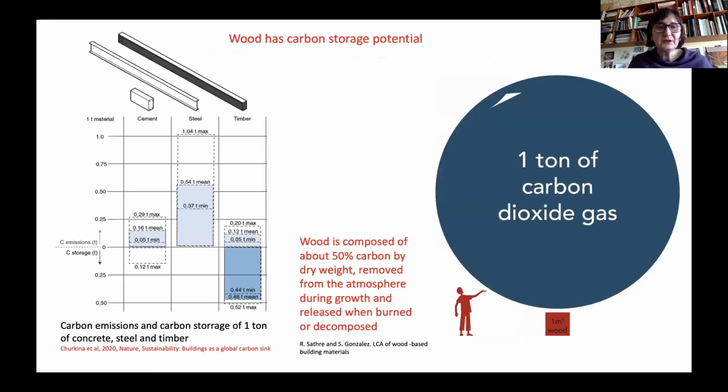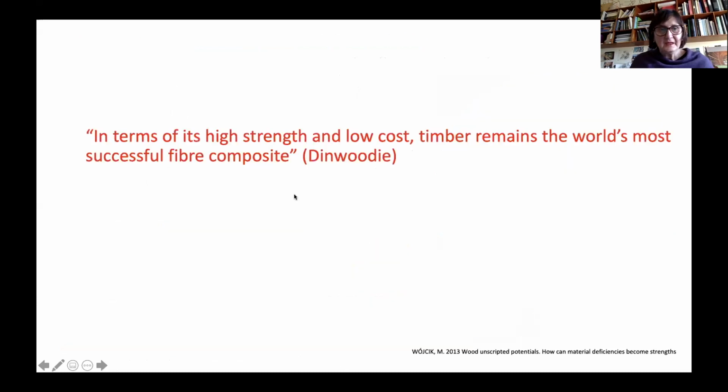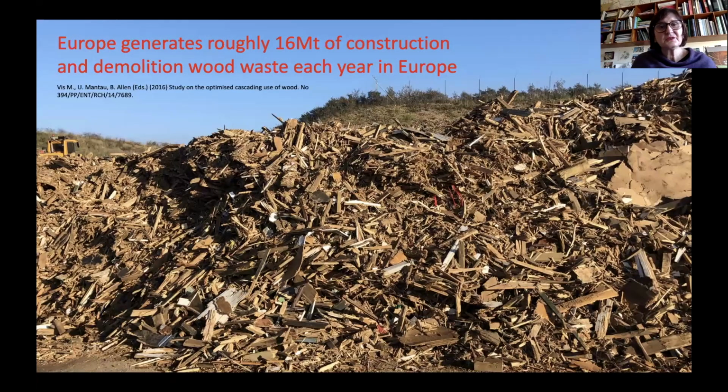Wood is one of the few building materials that actually makes a negative impact. If we look at the diagram to the left, we can see if we compare it to concrete or steel, it's only wood that makes a negative impact. And I think this is really important. I also really like this quote that suggests that wood is a really good material in terms of strength and low cost. In the building sector, we create a huge amount of waste, and a lot of that waste is also wood.